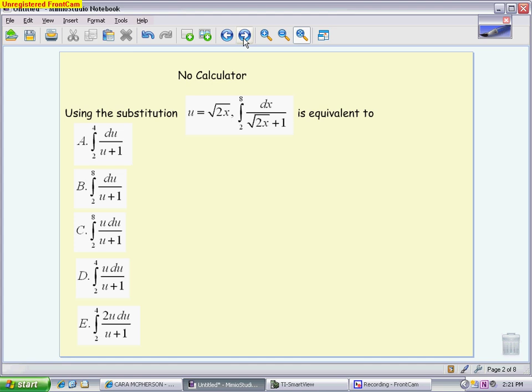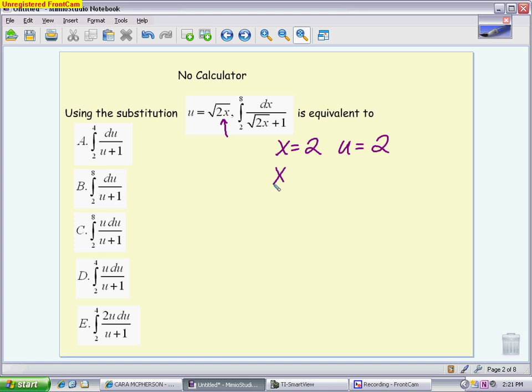First thing I did was I wanted to see my boundaries, because I know if I check my boundaries, I can eliminate some options right away. So if I know that u is radical 2x, and that means when x is 2, I put 2 in here, I get the square root of 4, which is also 2, so u is 2, so my bottom boundary does not change.